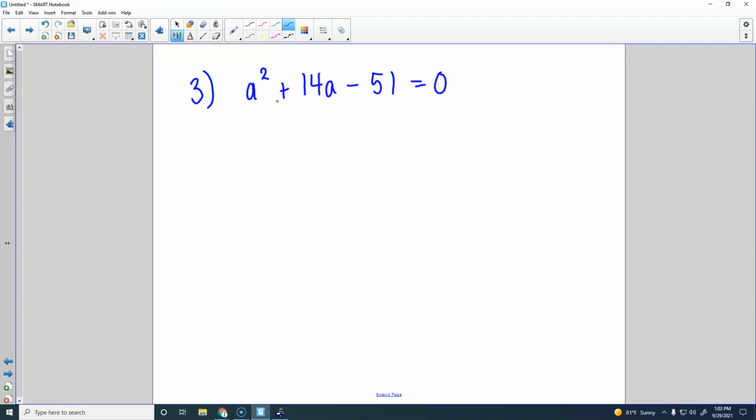So this is how you complete the square. The first thing you want to do is move the constant term over to the other side. So I'm going to do a squared plus 14a plus blank equals, this is going to be a positive 51 whenever I move it here. And I'm going to put a plus blank right here too.